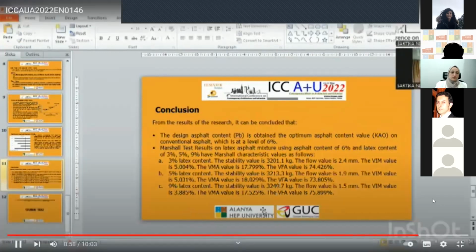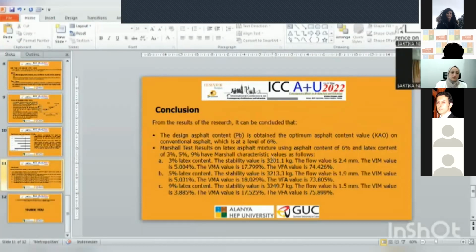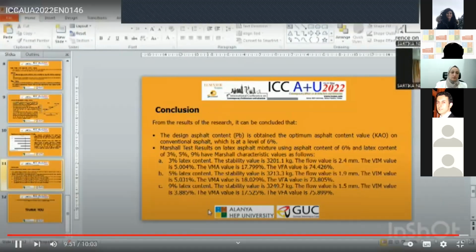Marshall test result on latex asphalt mixture using asphalt content of 6% and latex content of 3%, 5%, 9% have Marshall characteristic values as follows: A is 3% latex content, B is 5% latex content, and C is 9% latex content. The stability value is very good.